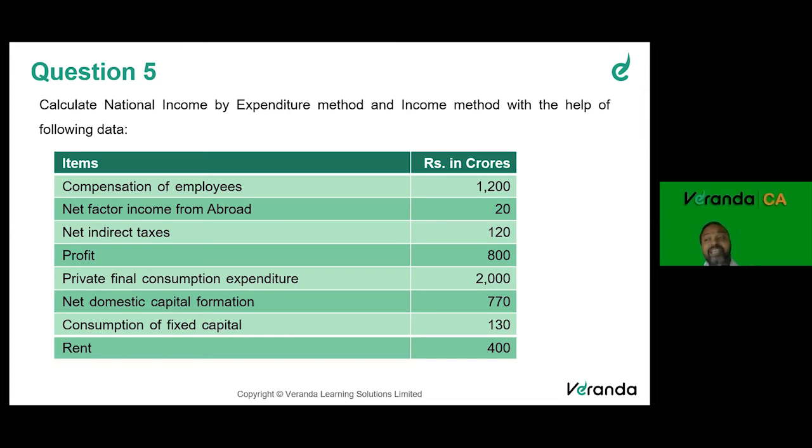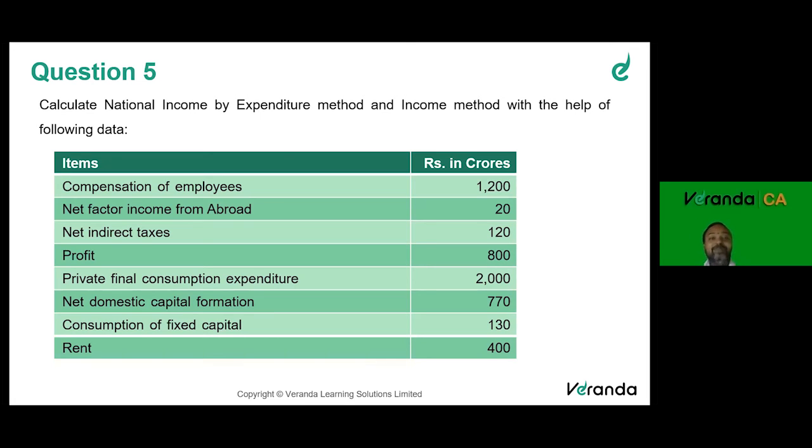Next comes the indirect taxes. Indirect taxes, as the name implies, we have to exclude from expenditure, because that is an amount given to the government. So net indirect taxes, we normally remove in the expenditure method. So the next one is nothing but removal from the expenditure.